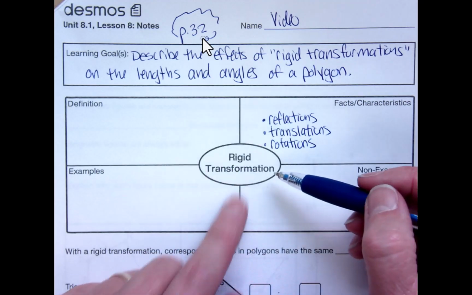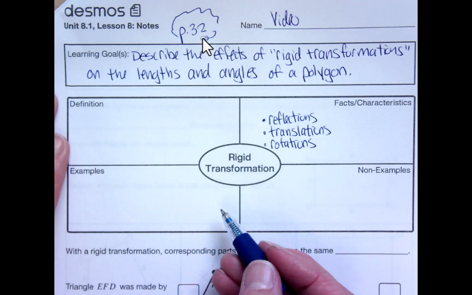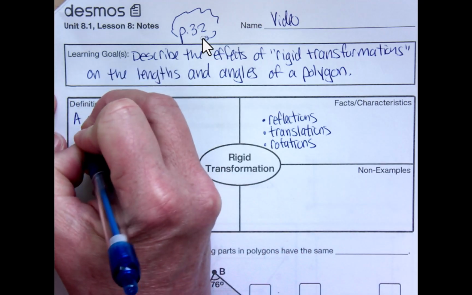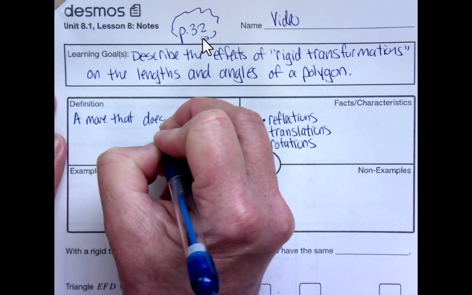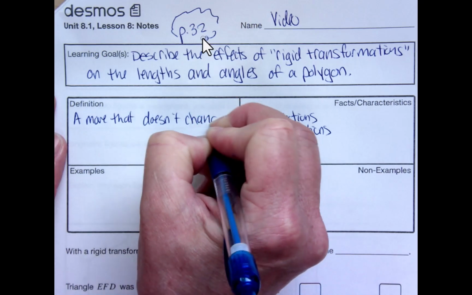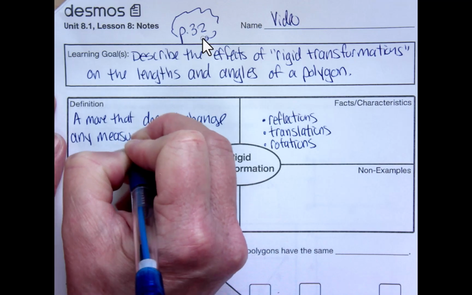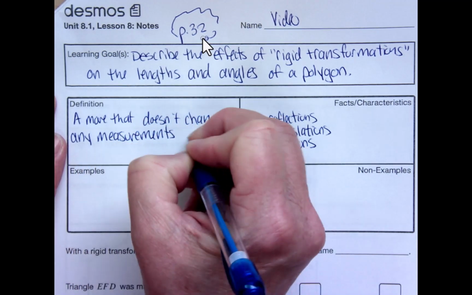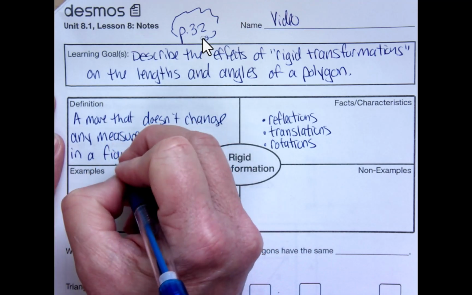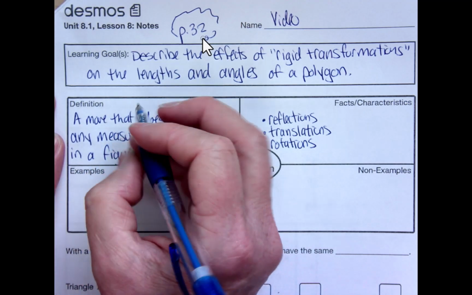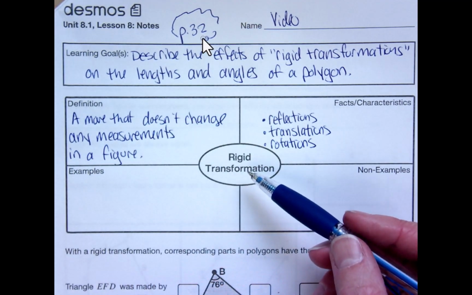To define a rigid transformation, it's a move that doesn't change any measurements in a figure. No angle measures, no side lengths. A move that doesn't change any measurements in a figure. That's what a rigid transformation is.